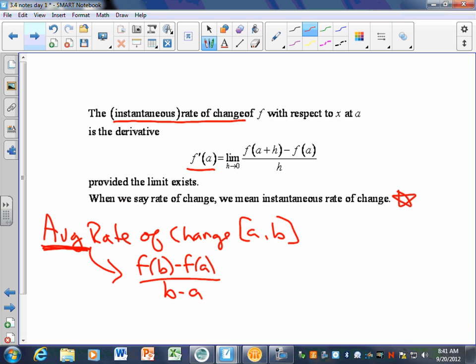So let's look at some problems today that are not just, say, find the derivative. They're like story problems.